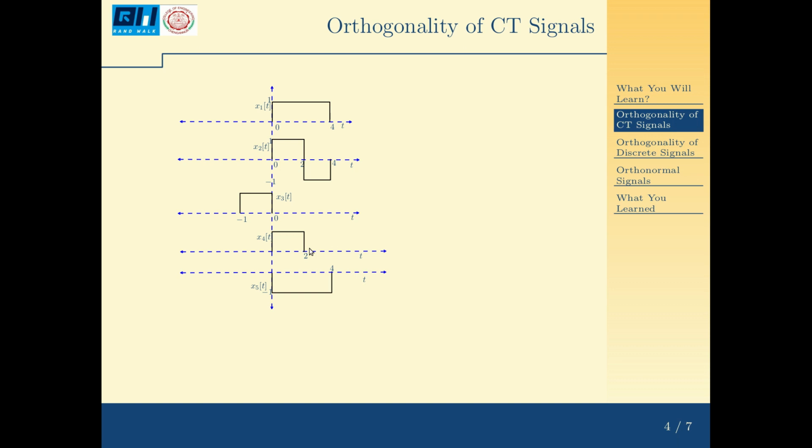x3(t) and x4(t) are orthogonal. And x3(t) and x2(t) are orthogonal because they do not overlap. Whenever we take the product between the signals, it becomes 0. And x3(t) is orthogonal to x1(t). x4(t) is not orthogonal to x2(t), nor is it orthogonal to x1(t). But x4(t) and x3(t) are orthogonal. x5(t) is actually the negative of x1(t), so whatever is applicable to x1(t) is applicable to x5(t) as well. So this is how I check the orthogonality of signals.